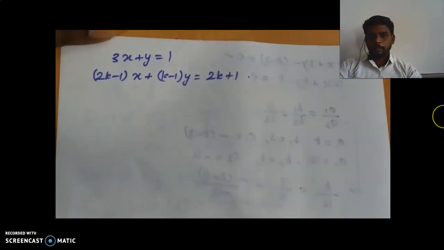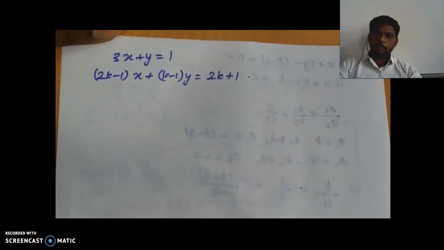Right. Here also we are going to find out the unknown value k. So the pair of linear equations is given here, and we are going to find out the k value. So what is the given condition? The set of linear equations has no solution here. So with the concept of no solution, we are going to find out the value of k.